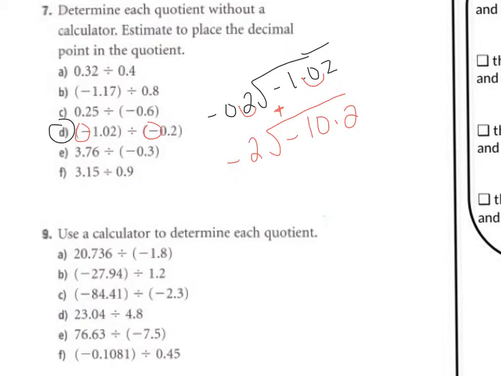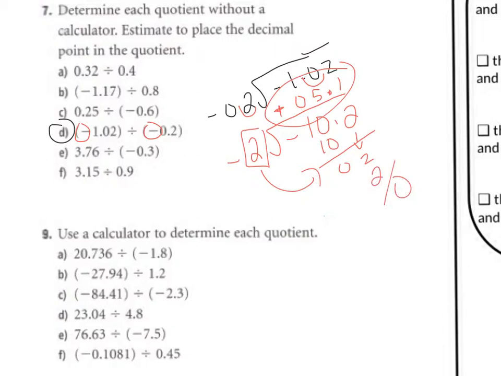And now I don't really need to worry about the signs anymore. So I'll go negative 2 divided by 1. It doesn't go in. Negative 2, sorry, 10 divided by 2 is going to be 5. Bring down the 2. Bring up the decimal place. Keep them lined up. And 2 goes into 2 once, with the 0 left over. So my answer is going to be positive 5.1.